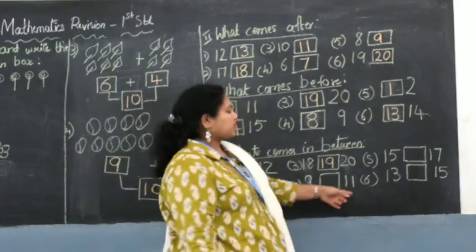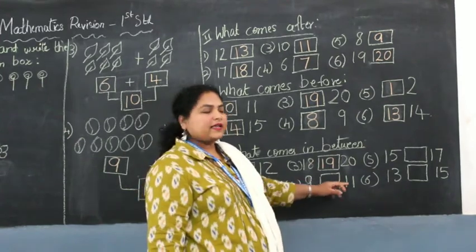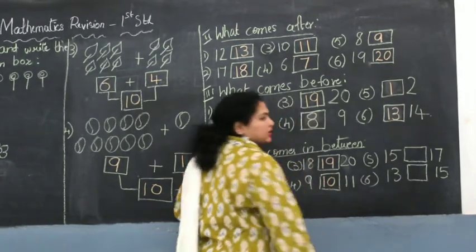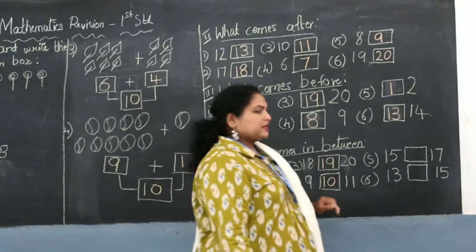9 dash 11. 9, 10, 11. So 10 comes between 9 and 11. 10 is the answer.